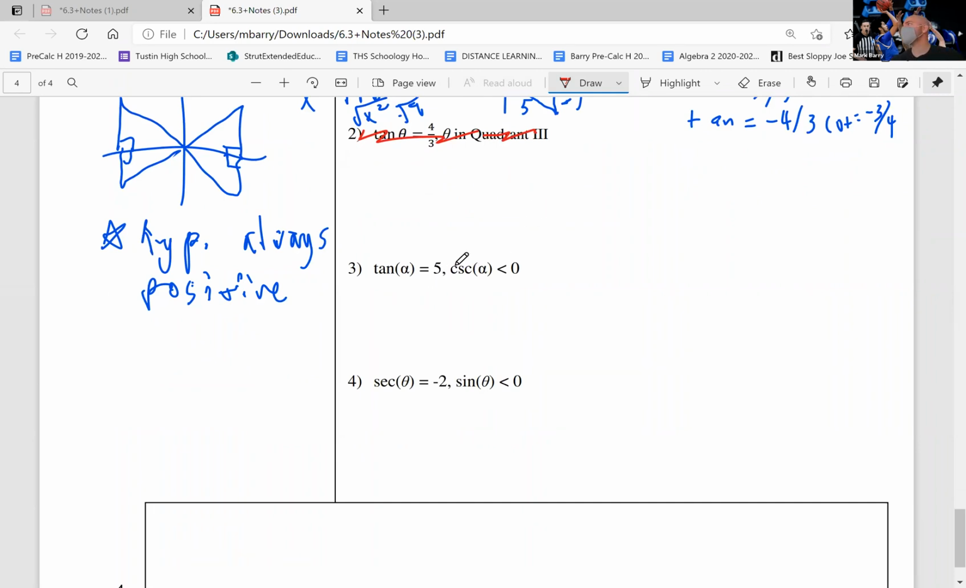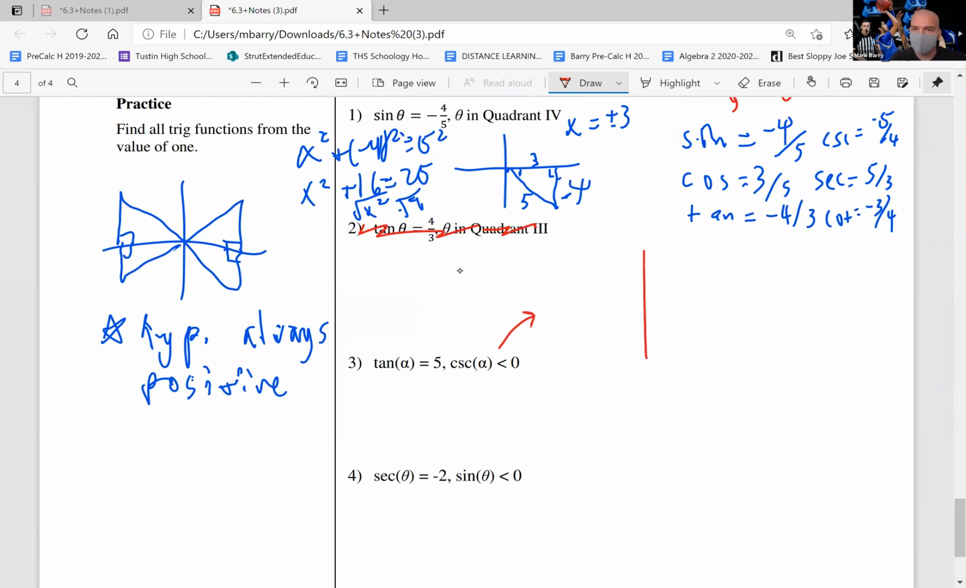So number 3 now, instead of telling me what quadrant it's in, I need to choose what quadrant it's in, okay? So let's find out what quadrant it's in, and how we're going to do that is how we did it on the last page. They're first telling me that tangent is positive, correct? They don't tell me it's greater than 0 now, but they literally tell me the number and it's a positive number. So if tangent is positive, I know it cannot be quadrant 2 nor 4.